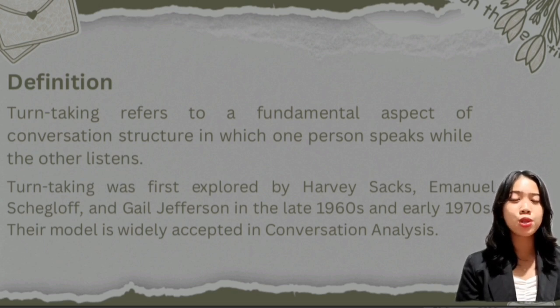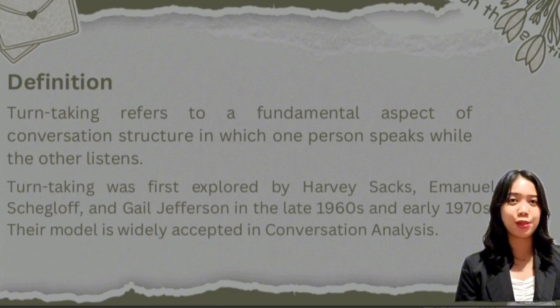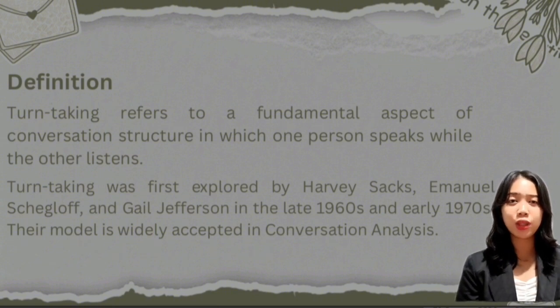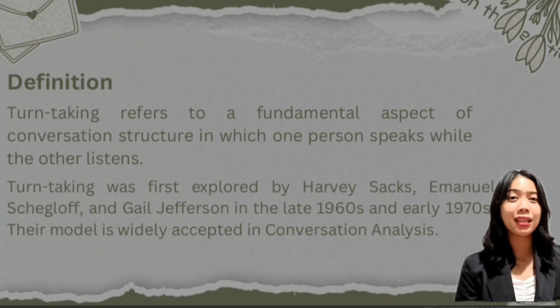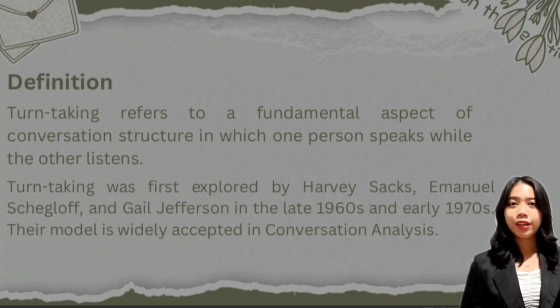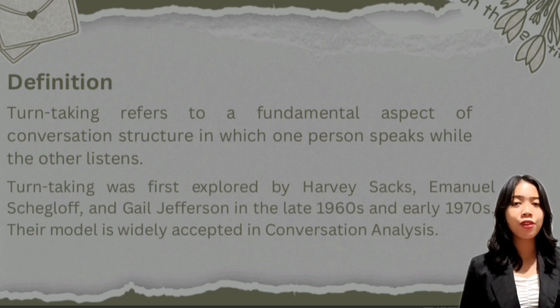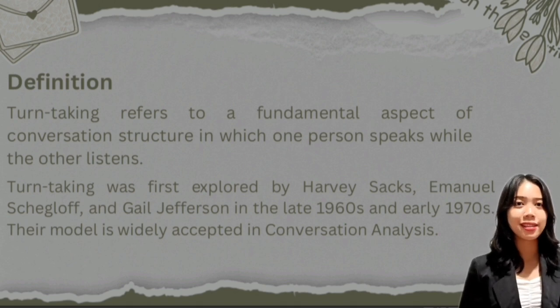One person talks while the other listens, and then they switch. This helps keep the conversation flowing smoothly and ensures everyone has a chance to speak. It's done naturally through pauses or body language, and it's important for clear and balanced communication. Turn taking was first explored by Harvey Sacks, Emanuel Schegloff, and Gail Jefferson in the late 1960s and early 1970s. Their model is widely accepted in conversation analysis.